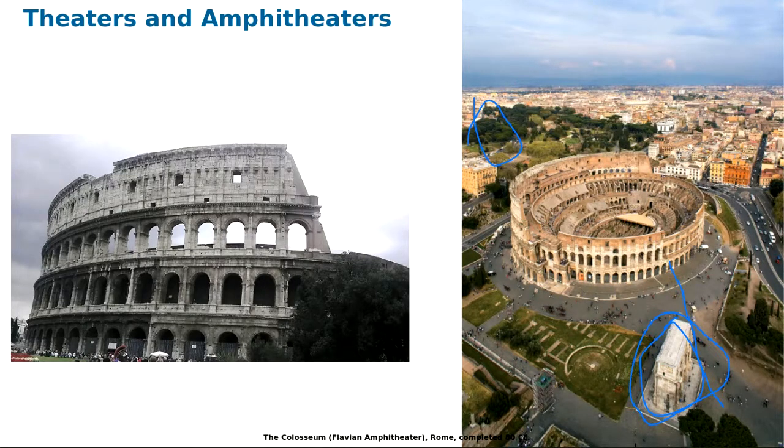So this is a very familiar oval shape that we saw with the amphitheaters, and it seats about 50,000 people. So it was again a huge, huge design that they were able to build.